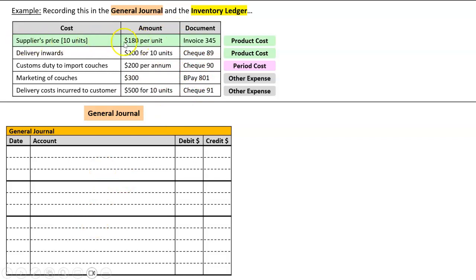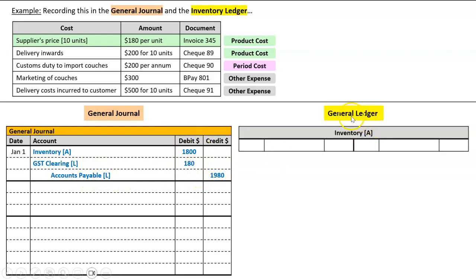Supplier's price, 10 units at 180, invoice 345. So we're going to do the date. We'll say inventory was 1,800. That's 10 units times 180. We would have got charged some GST. And the credit will go to accounts payable. That is an entry we've been doing for a long time. So over here in our ledger, we'll have inventory, we'll do the date, we'll do 1,800 and we'll do our reference. We'll say, where's the credit that matches up with this? It's over here in an account called accounts payable.